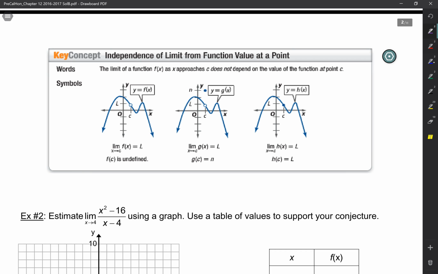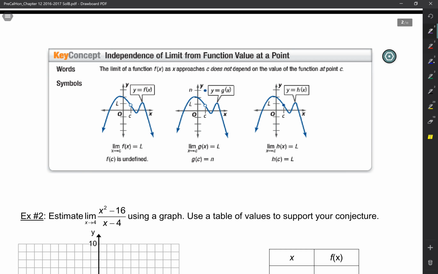So if you go from the left and from the right, does it look like it's approaching the same y value? Yes, it looks like it's approaching L. Well, I don't care about the hole because I never get there. The limit is defined as the value that the graph is approaching. We don't care whether it actually gets to that point. I just want to know where it is intending on going. As I approach c from the left and the right, it looks like the graph is going towards L, so the limit is equal to L.